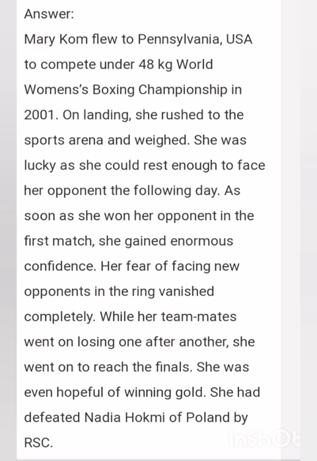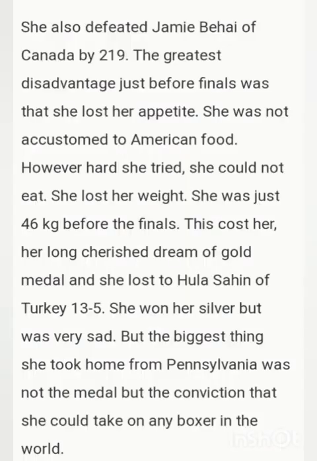While her teammates went on losing one after another, she went on to reach the finals. She was even hopeful of winning gold. She had defeated Nadia Homke of Poland by RSC. She also defeated Jamie Behai of Canada by 21-9. The greatest disadvantage just before the finals was that she lost her appetite. She was not accustomed to American food. However hard she tried, she could not eat. She lost weight. She was just 46 kg before the finals.